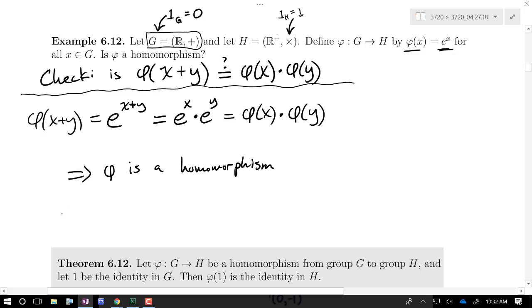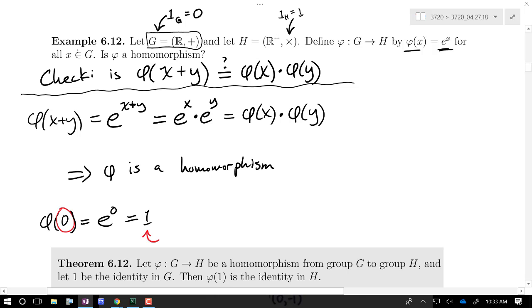So if we find phi of 0, that's e to the 0, and what's e to the 0? It's 1, yeah. Any non-zero base to the 0 power is 1. So here we have the identity in G being mapped to the identity in H.